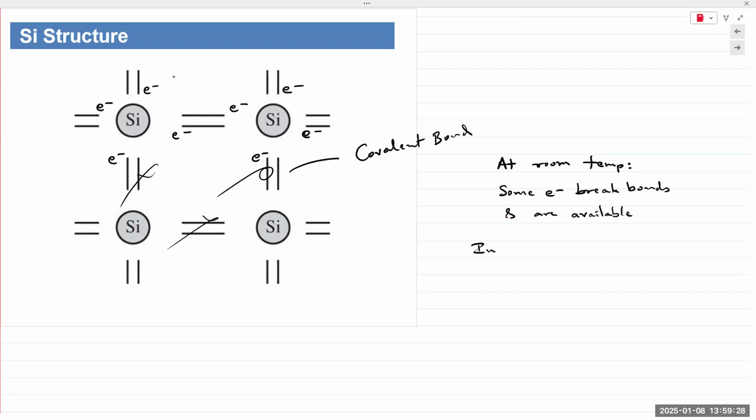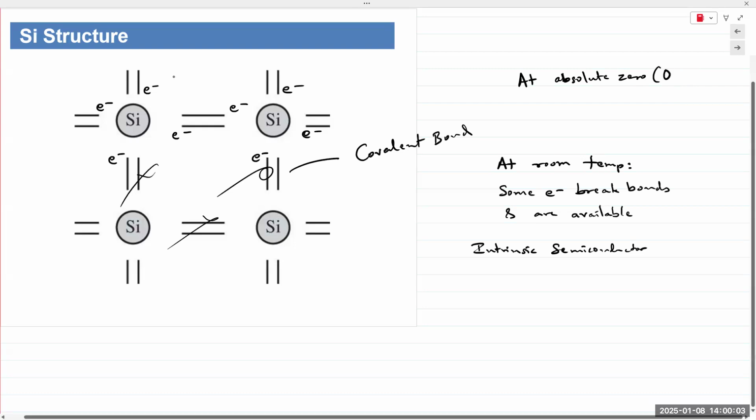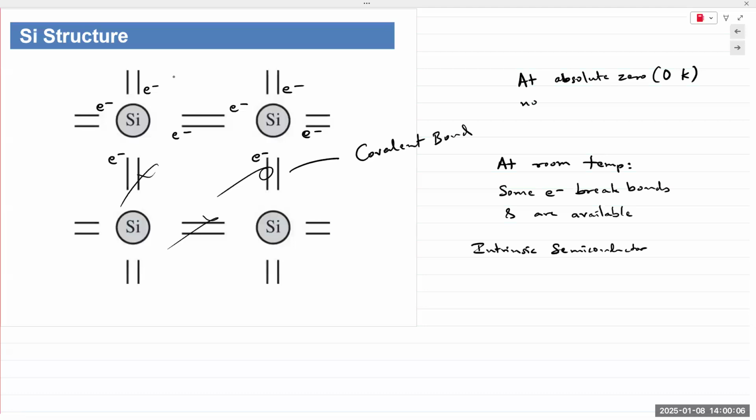And so an intrinsic material will have some charge carriers that are available for conduction of electricity. And going forward, we'll look at how we can introduce more free charge carriers in there to create a conducting material out of a semiconductor. Okay. Just one final thing I'll write: at absolute zero, which is 0 Kelvin, no free carriers, no broken bonds.